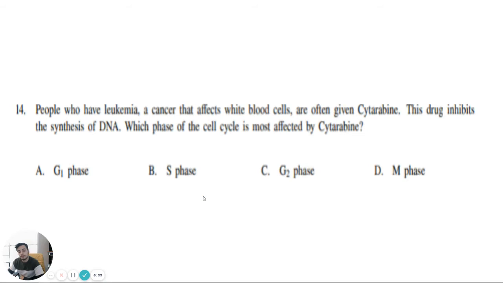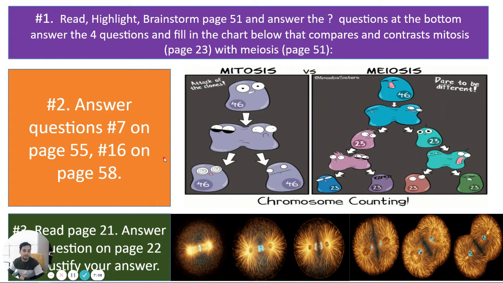For number 14, people who have leukemia, a cancer that affects white blood cells, are often given cytarabine. This drug inhibits the synthesis of DNA. Which phase of the cell cycle is most affected by cytarabine? This word, I know it confuses a lot of you guys. Inhibits means to stop. So it stops the synthesis of DNA. Which phase of the cycle would be most affected? G1, S phase, G2, M phase. Only one it could be: S phase, or synthesis phase, making DNA.